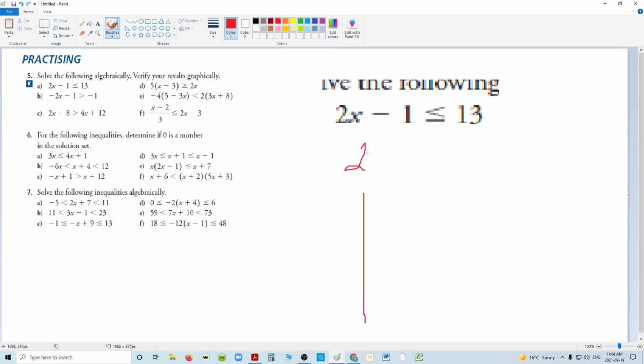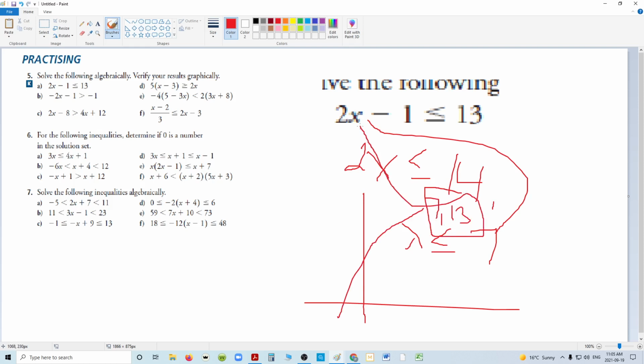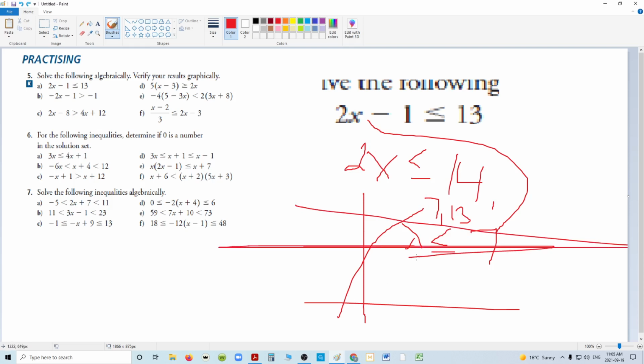So 2x is smaller or equal to 14. X is smaller or equal to 7. And then when you put it in, it makes sense. 6 makes it smaller. 8 makes it bigger and proves it's not true. And then if you graphically do it, you will indeed see a line here at 7, 13 on this line. And you'll see everything below that makes sense when it's a line.